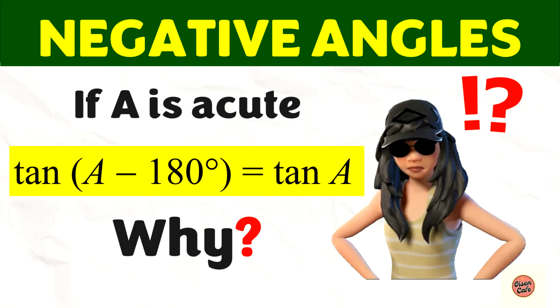Now today's lesson we are going to talk about negative angles. So why is tangent of A minus 180 degrees equal to tangent A? Now this is not a trick, right? It is all about understanding negative angles and the ASTC rule. So for all students who are taking calculus, this is something very important for you to take note.